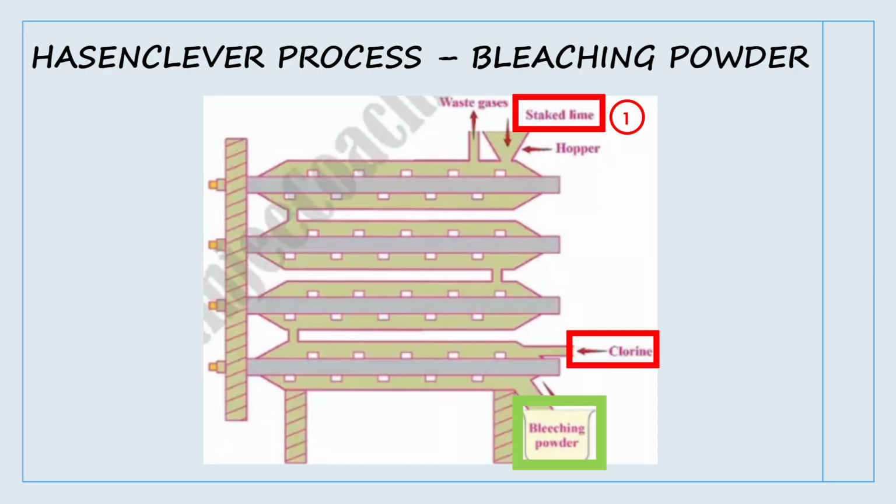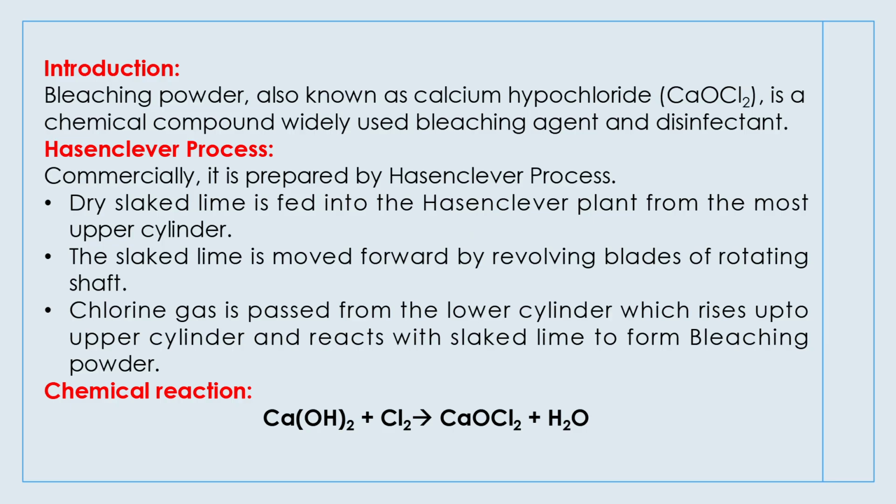How will you write this in your examinations? Introduction: it is known as calcium hypochlorite, used as a bleaching agent and a disinfectant, commercially prepared by the Hasen Clever process. I have listed it in bullet form. If you want, you can simply rephrase it, but make sure all the points are covered. The dry slaked lime is fed into the Hasen Clever plant from the uppermost cylinder. The slaked lime is moved forward by the revolving blades of the rotating shaft. Chlorine gas is passed from the lower cylinder, which rises up to the upper cylinder and reacts with the slaked lime to form the bleaching powder.